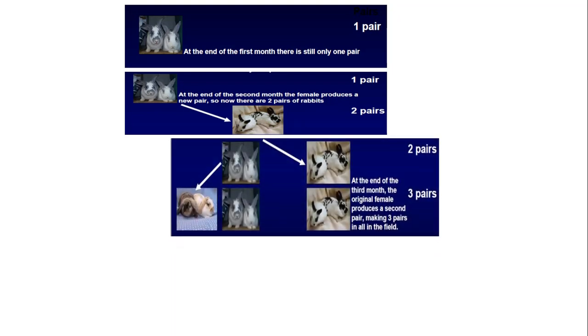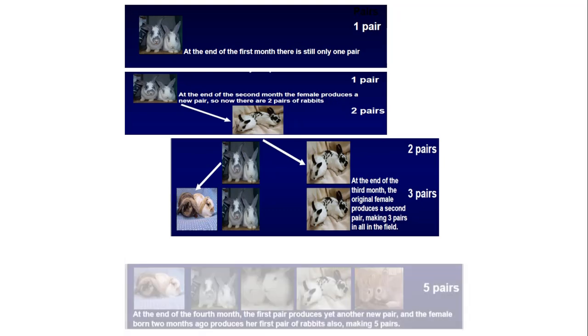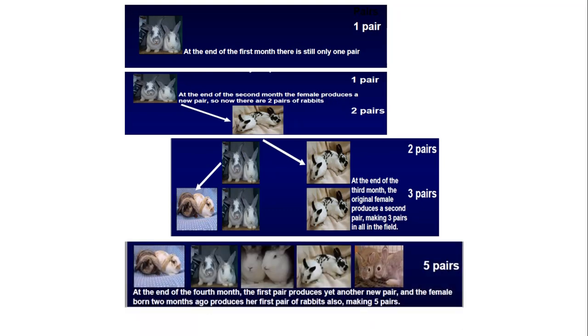At the end of the third month, the original female produces a second pair, making it three pairs all in the field. So this is the illustration. At the end of the fourth month, the first pair produces yet another new pair, and the female born 2 months ago produces her first pair of rabbits, also making five pairs.